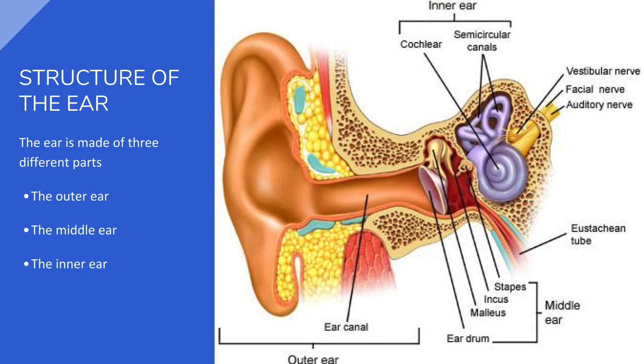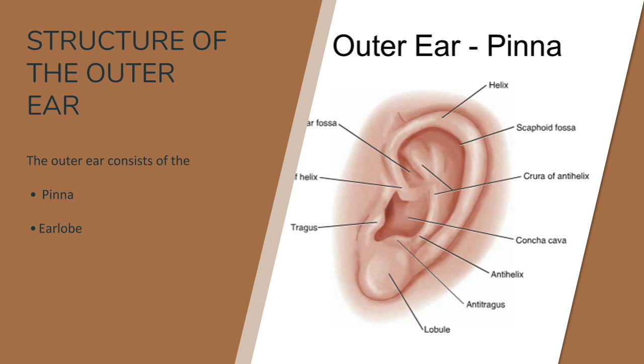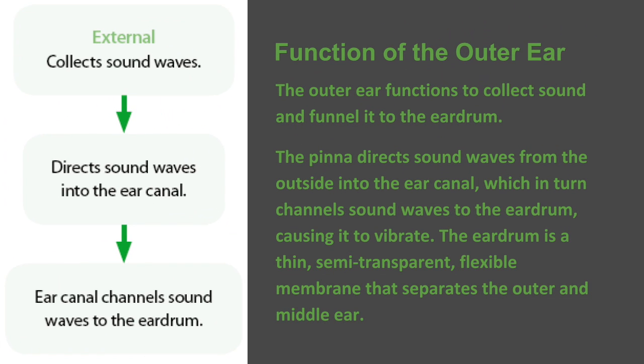Structure of the ear. The ear is made of three different parts: the outer ear, the middle ear, the inner ear. Structure of the outer ear. The outer ear consists of the pinna and earlobe.